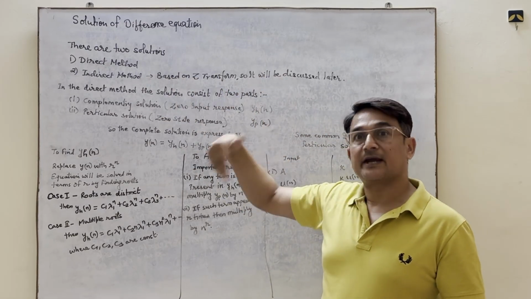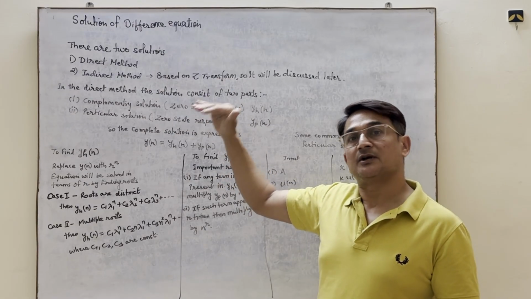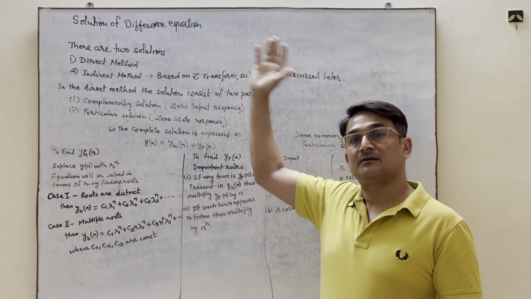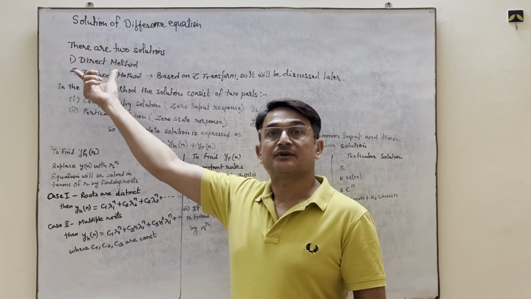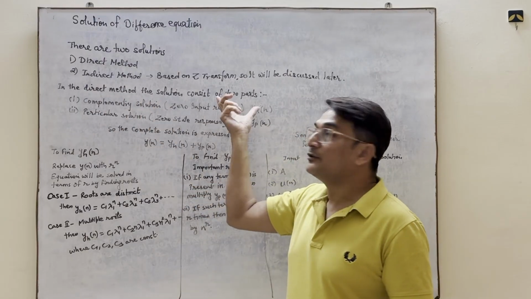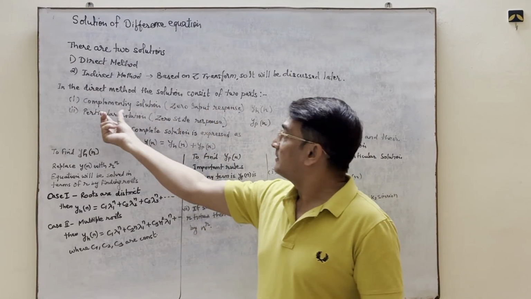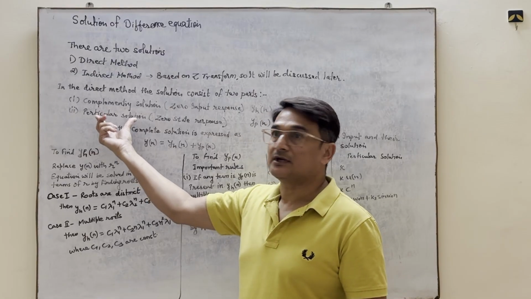So in the second unit we will study Z transform, which we will discuss in the upcoming videos. Right now we are going to concentrate on the direct method. In the direct method the solution consists of two parts. First is the complementary solution, another is the particular solution.